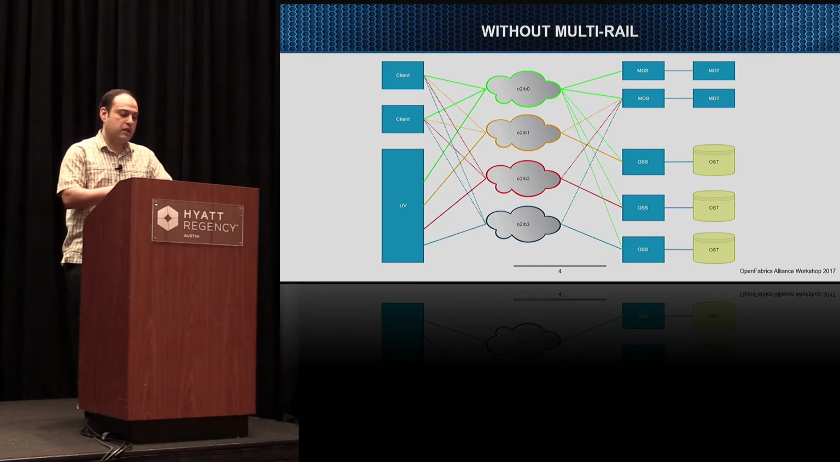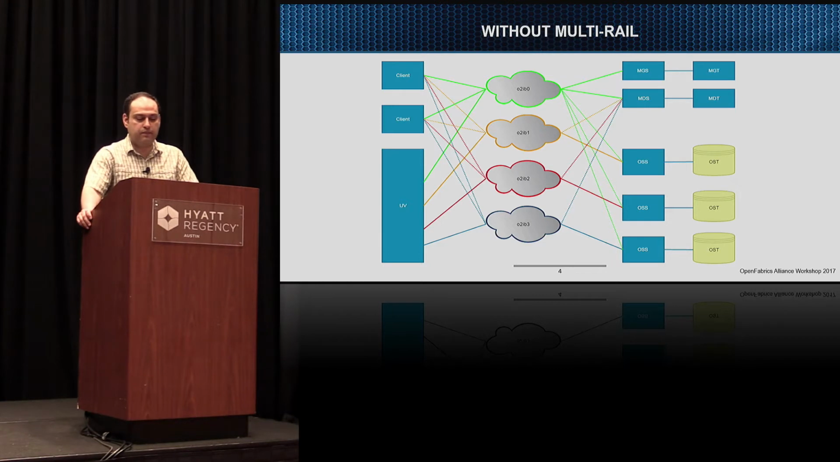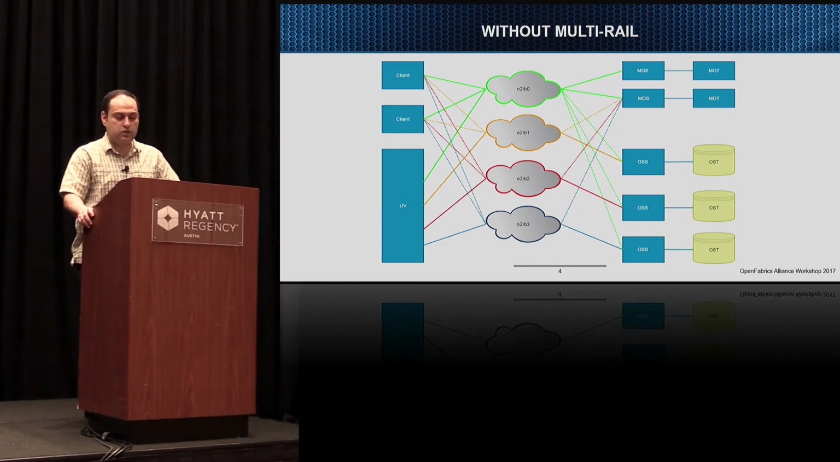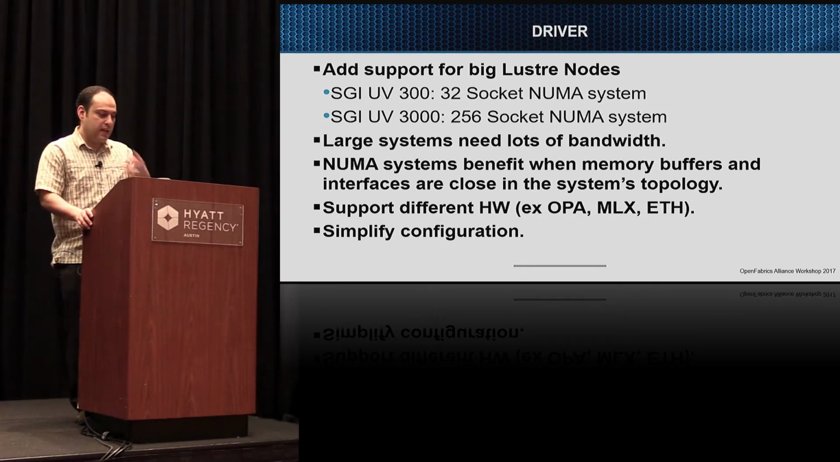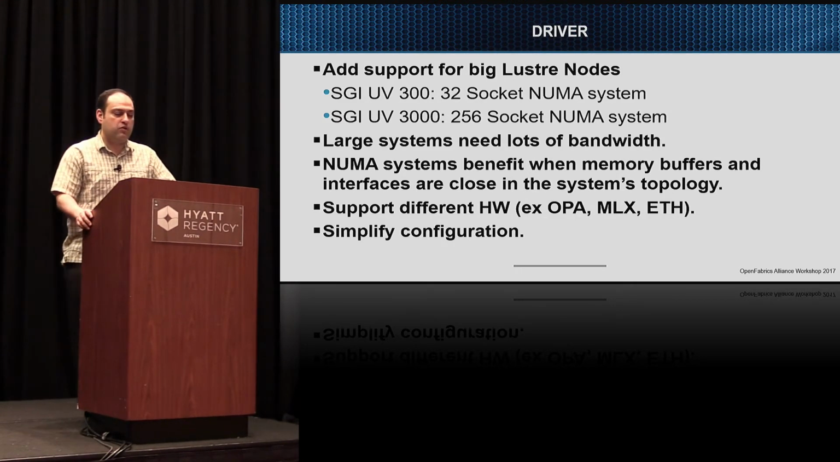You had to put each interface on a different network, and then you had to fake those connections on the other nodes that only had a single interface. So we needed a way to make this configuration simpler. So we had a few objectives when we started working with SGI. They have really large machines like the SGI UV300 with 32 sockets, and it's a NUMA system, or the 3000 with 256 sockets. So these large systems with many terabytes of memory, they require a lot of bandwidth.